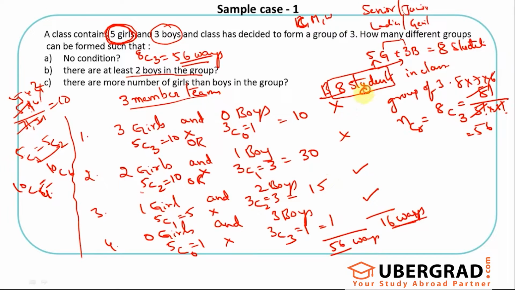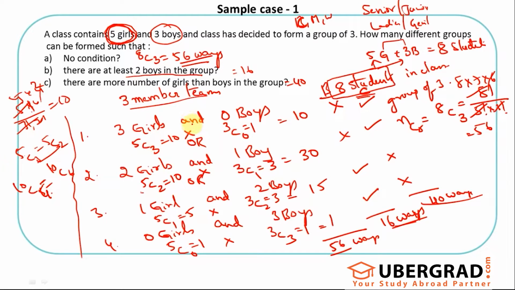Let's look at the next option, that is option C, question C. There are more girls than boys in the group. Is the first one satisfying the condition? Yes, because 3 girls and 0 boys, girls are more. 2 girls and 1 boy, yes, the girls are more. 1 girl and 2 boys, no, the boys are more in number. 0 girls and 3 boys, also boys are more in number. 30 plus 10 is 40 different ways. The answer for question C is 40 ways. This is 16 ways. You see, that's how you solve it.